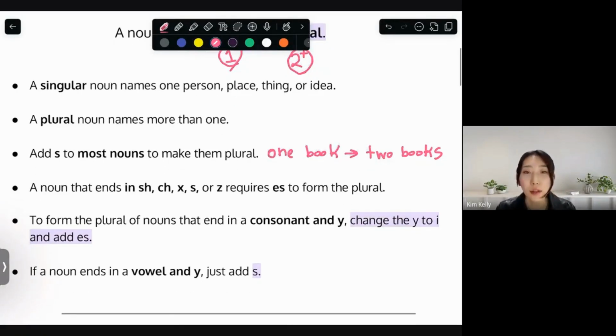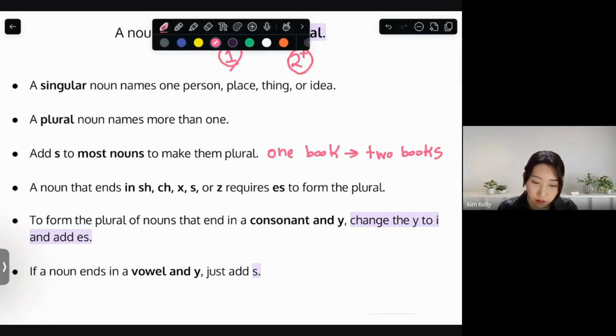If a noun ends in sh, ch, x, s, or z, we add es to make it plural. So here we go. I'm just going to highlight the things. sh, ch, x, s, or z requires es to form the plural. If a noun ends in a consonant plus y, we change the y to i and add es. If a noun ends in a vowel plus y, we simply add s.